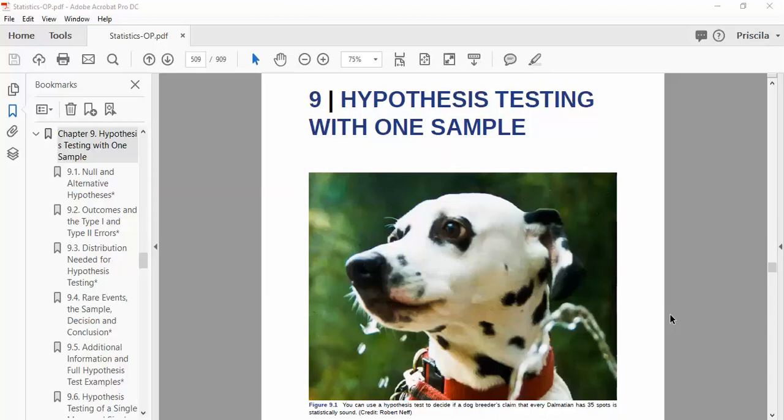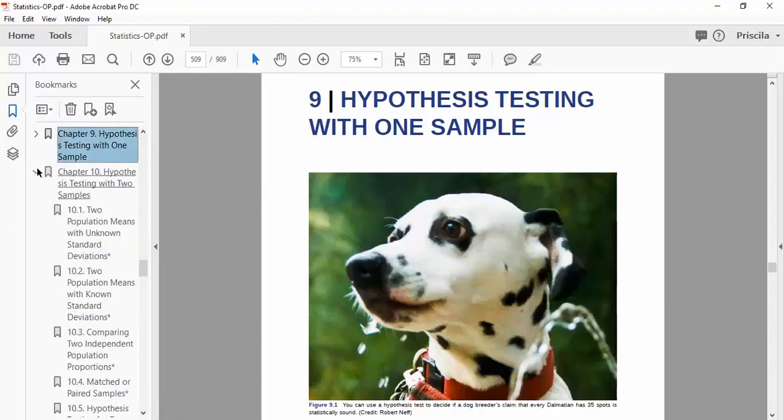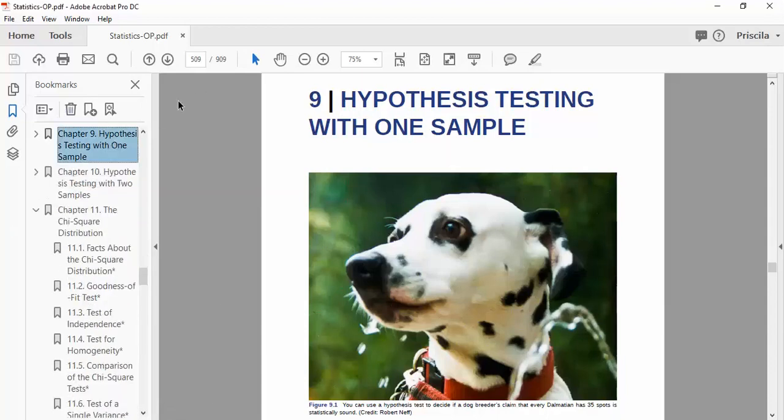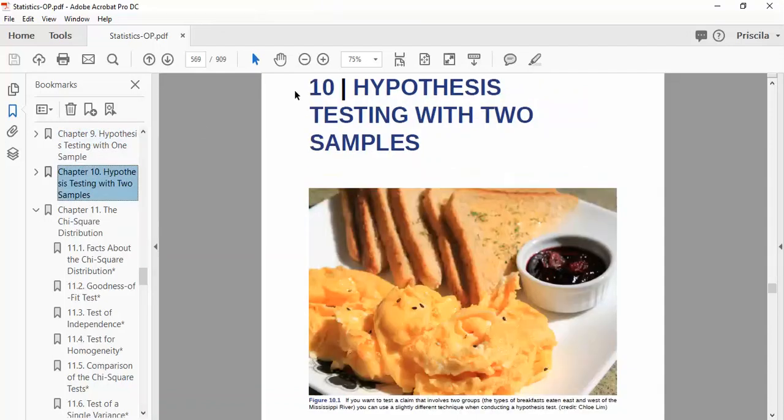We're actually going to be covering chapters 9, 10, and 11. Chapter 9, hypothesis testing with one single mean and proportion. And then in chapter 10, we're going to be talking about hypothesis testing with two sample means.